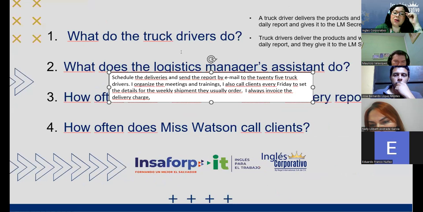Ok, la primera cosa, the first thing is that if we're talking about the activities in plural, ok, then we have to use the base form. If we're talking about only Abigail Watson, right, then we are going to use third person. So, in this case, what does the logistics manager's assistant do?